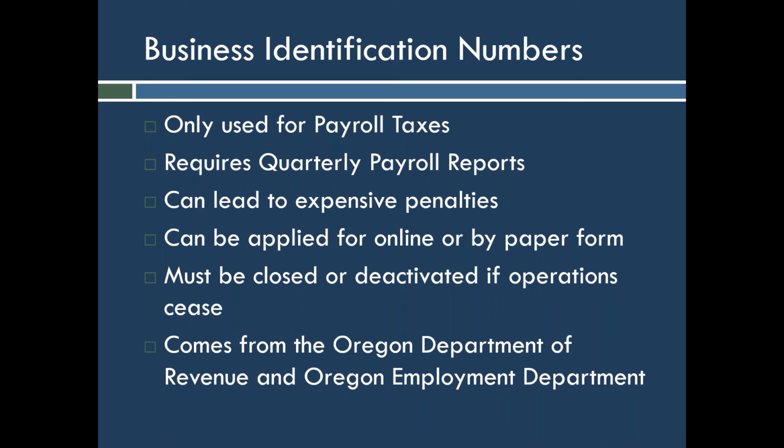There are a few exceptions to what I just said about only having a BIN if you have employees. If you are incorporated, you have a registered corporation in Oregon, you as the owner are considered an employee of that corporation, and you have to have a BIN attached to that corporation. So even if you don't have anyone else, if you choose to organize as a corporation, you have to get a BIN, you have to do those quarterly reports.